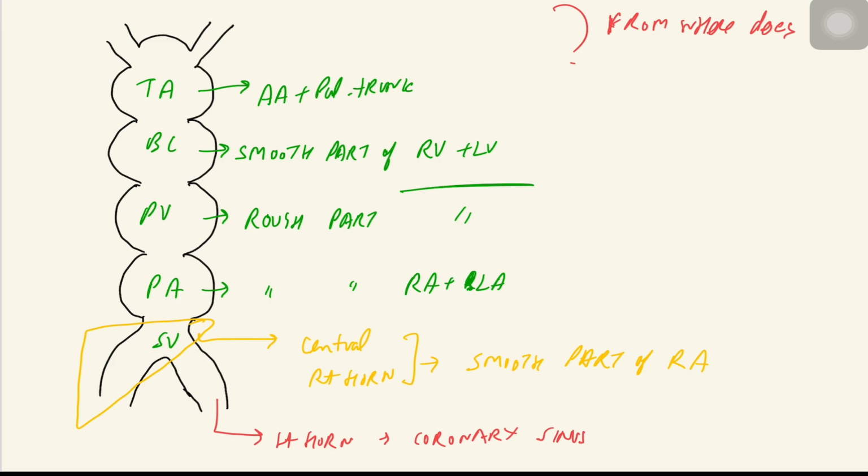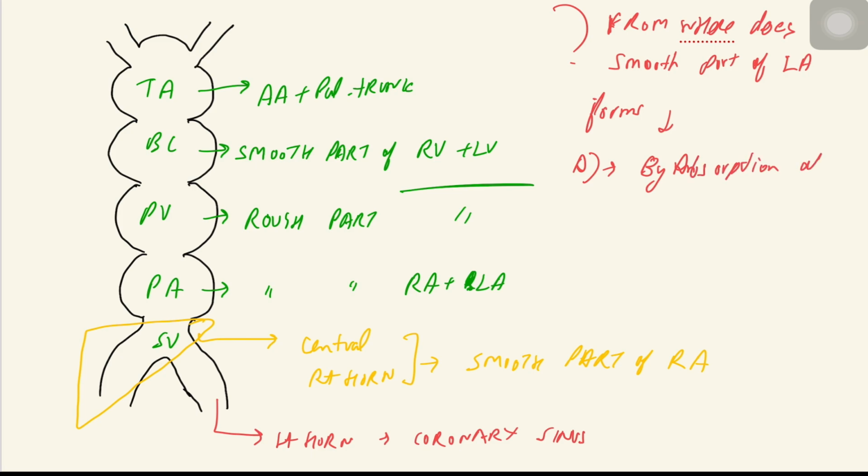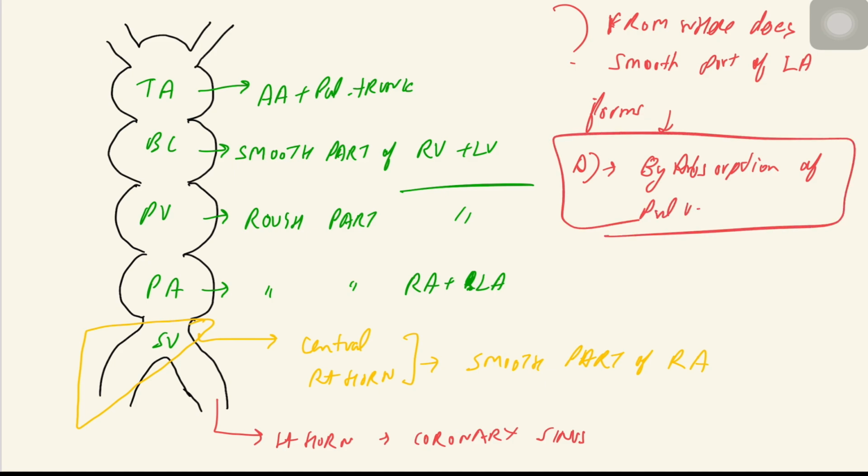Now the question arises, from where does smooth part of left atrium form? Answer is by absorption of pulmonary veins. We will understand this in successive videos, but for now just remember this. So that is all about the heart tube and its derivatives.